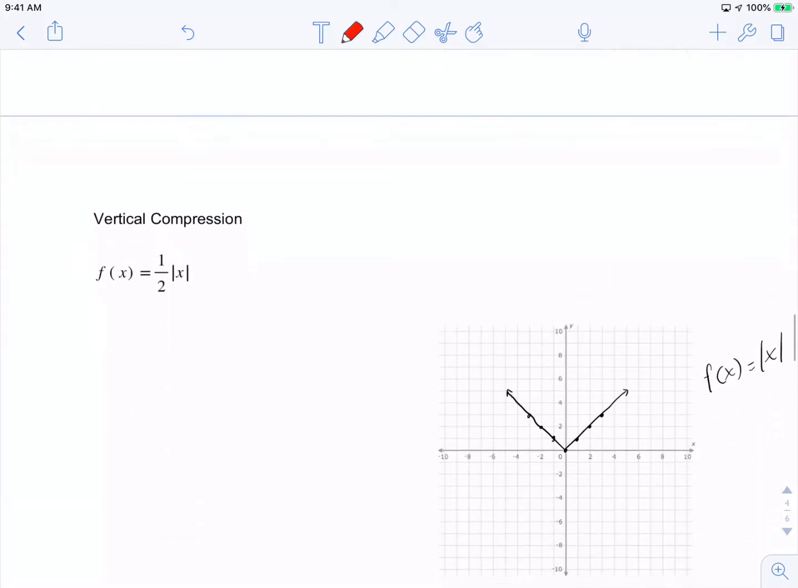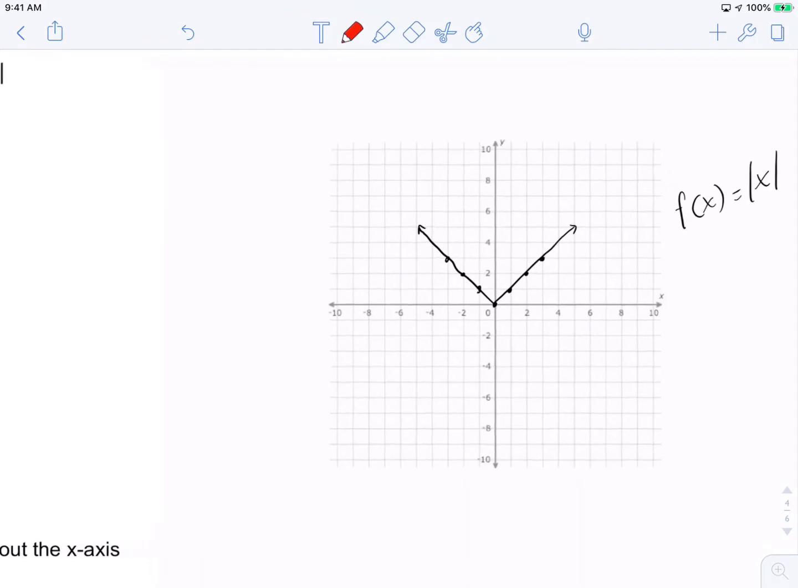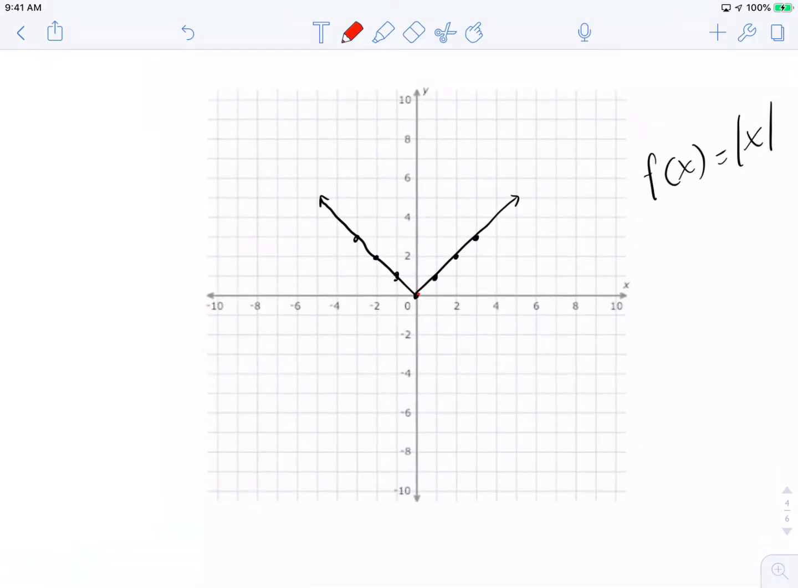Okay. So a compression then is going to take the value and multiply it by half. So again, 0 is going to still stay 0, but half of 1 is going to be 1/2. It's going to be the same thing over on this side because it's symmetric. Half of 2 is 1. If we were to go to 4, half of 4 is 2. And we can see that this is a compression or a flattening out. And the red then ends up being f of x equals 1/2 the absolute value of x.